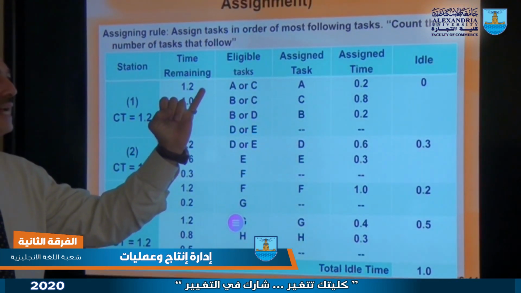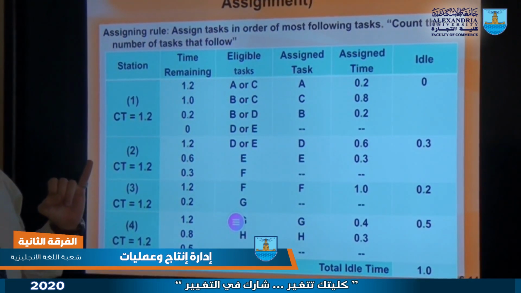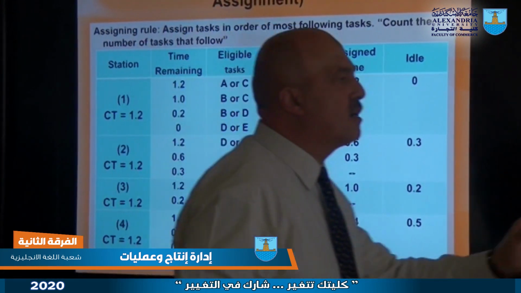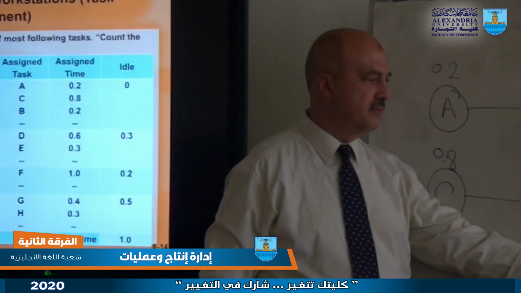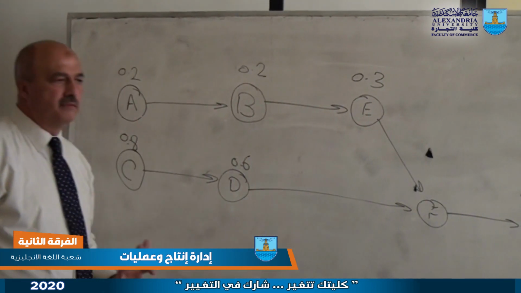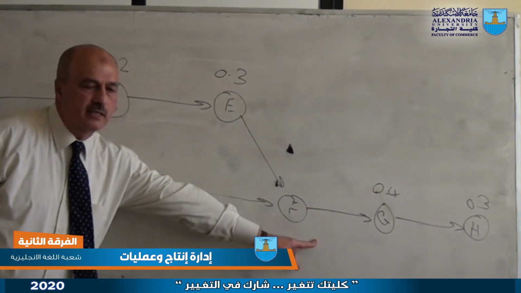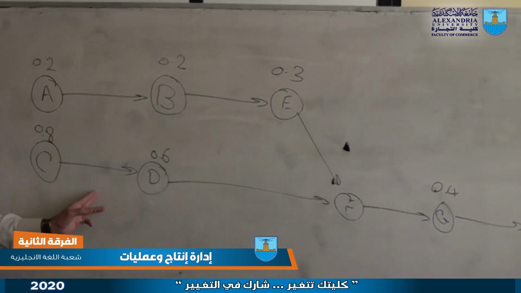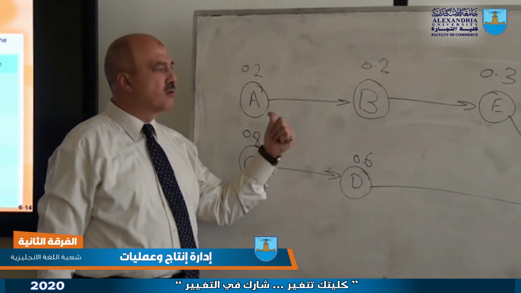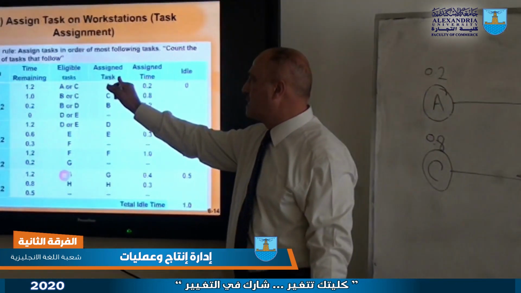Eligible task to be taken, A or C, as I said. Which one do I have to take, A or C? Count the number of followed tasks. A is followed by 5 tasks, but C is followed by 4 tasks. So we will take the highest. We will take A, because A is followed by 5 tasks. So the assigned task is A.